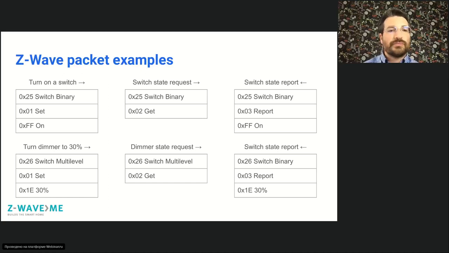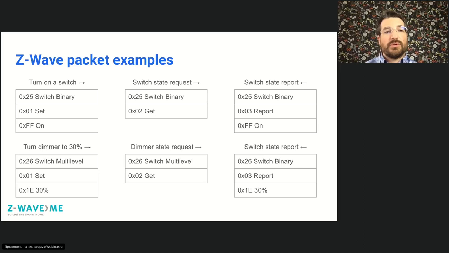For example, turn on a switch. This command will have only 3 bytes. Byte number 1 is the command class ID, which is 0x25. Please note that we write hexadecimal forms here, because in protocol descriptions, in most cases, it's better to use hexadecimal numbers. So 0x is for the hexadecimal form of the number, and 25 in hexadecimal is 37 in decimal. Then the command set is usually 01, and the actual value might be 0 for off and FF, or 255, for turning on. So when you want to send a command to a device to turn it on, you only need to send 3 bytes to that particular device.